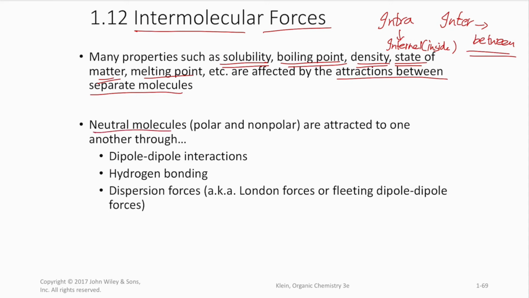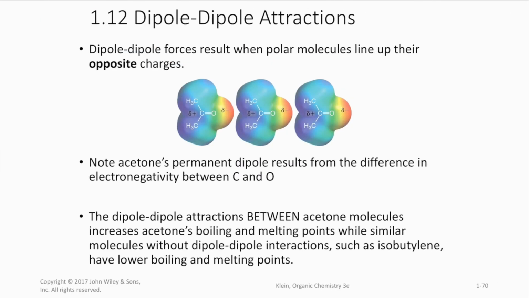There are neutral molecules that are attracted to one another by dipole-dipole interactions, hydrogen bonding, and dispersion forces, or what we call London forces. Let's talk about the first one, dipole-dipole attractions. We talked about molecules such as acetone, which have a partial negative charge on the bottom and a partial positive charge on the top.